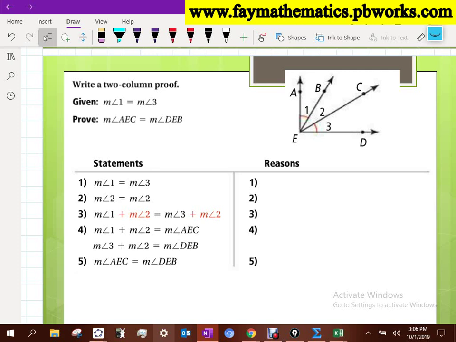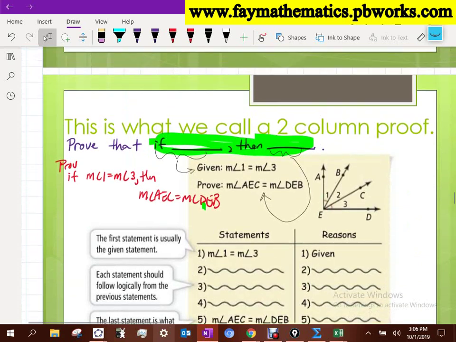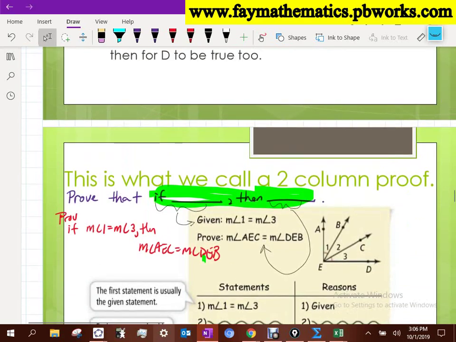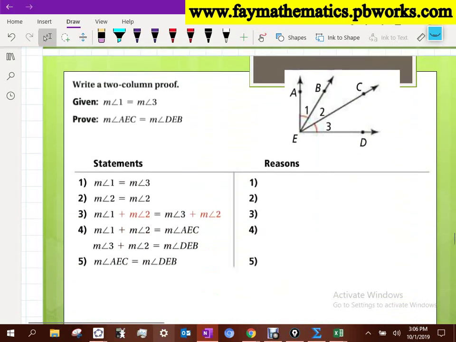So basically this is the one that was started with this slide here. They started us with the prove: if measure of angle 1 equals measure of angle 3, then measure of angle AEC equals measure of angle DEB. So that's already set up for us, so I don't want to talk about that again. But the first thing that we always write down is our given. So they write down our given right here, number 1, and our reason will be given. Okay, that should be easy points.